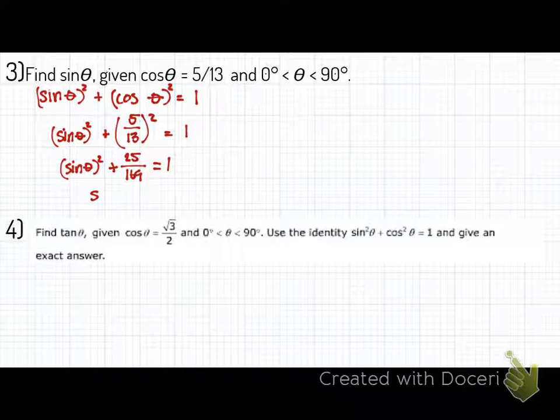When I subtract 25/169ths on both sides, what's 1 minus 25/169ths? Okay, how do we make 1 a fraction? How do you make 1 a fraction? Good. So then we convert that. It's going to be 169 over 169, right? What's 169 minus 25? 144.